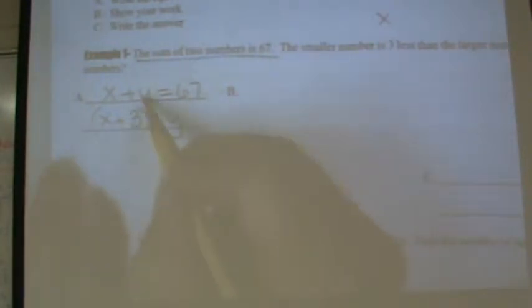All right, now how would you solve this? What method? Substitution, good. I would substitute x plus 3 in for y right here. So you've got x plus x plus 3 equals 67, right? And then add the two x's together, subtract 3, and what's x? So the smaller number is 32.